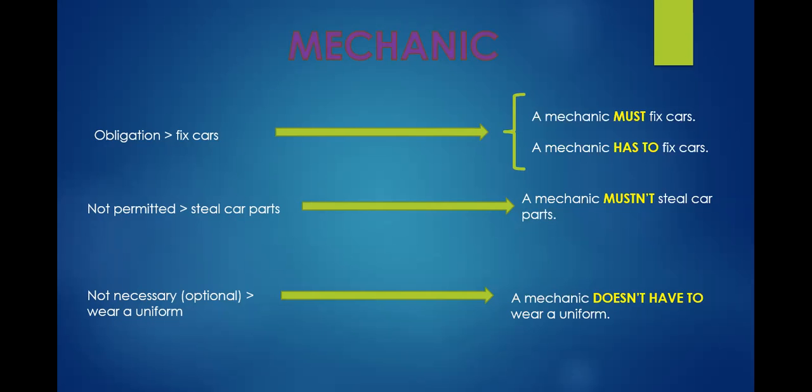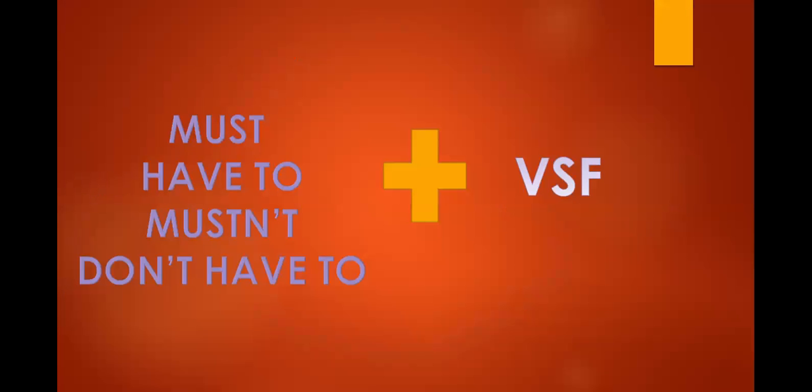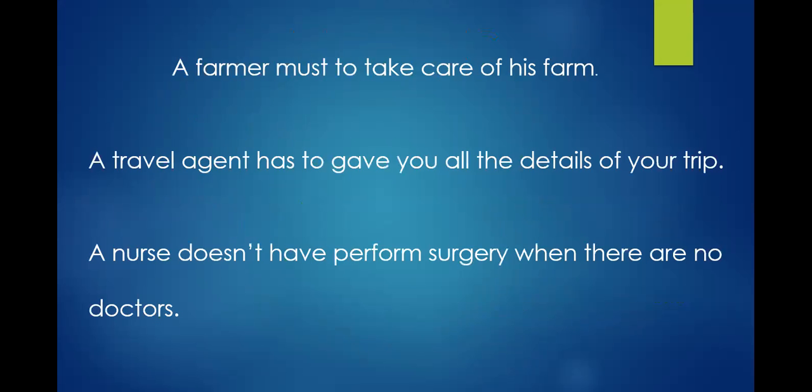Now, for the structure, we always use must, have to, mustn't, and don't have to with VSF, which is a verb in simple form. Okay, remember that. It's a verb in simple form after must, after have to, after mustn't, or after don't have to. Okay, let's take a look at some examples that we have here to see what I mean, okay?